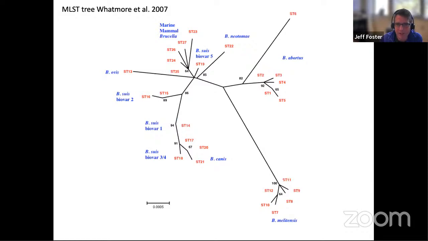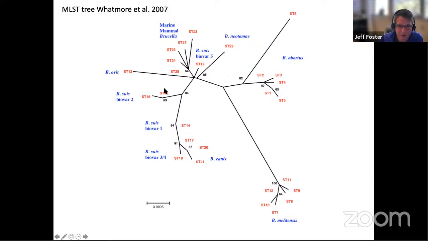I just thought I'd show this quickly. This is a bit off topic, but there's other ways that we can do this. Rather than VNTRs and rather than using SNPs from whole genomes, we can use single genes, or we can use several genes. In this case, it's 7 genes that have been used. And so this is multi-locus sequence typing. So basically, the sequencing of 7 genes from across the genome, and we roughly get those same relationships.